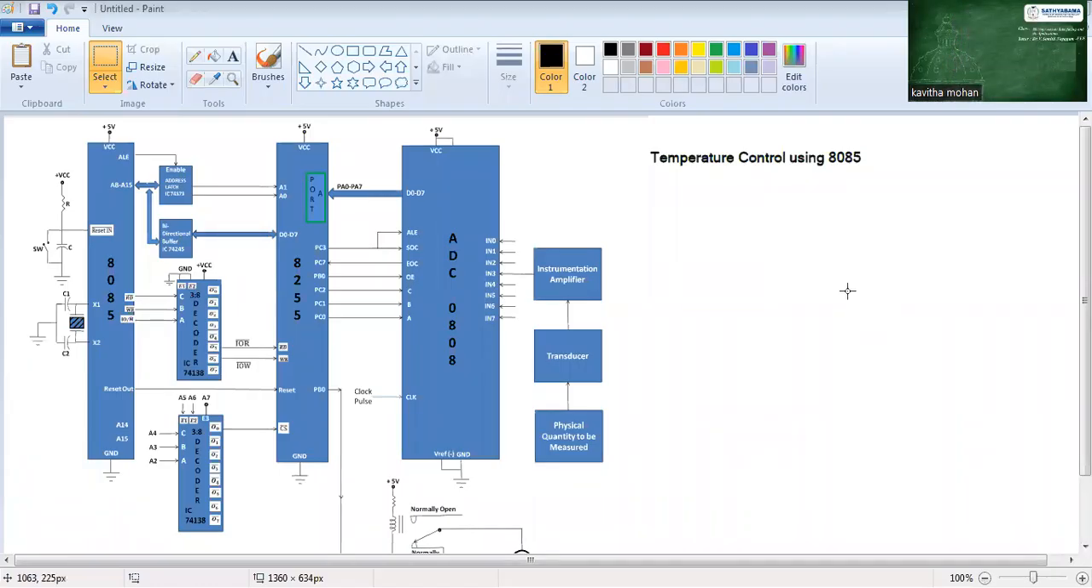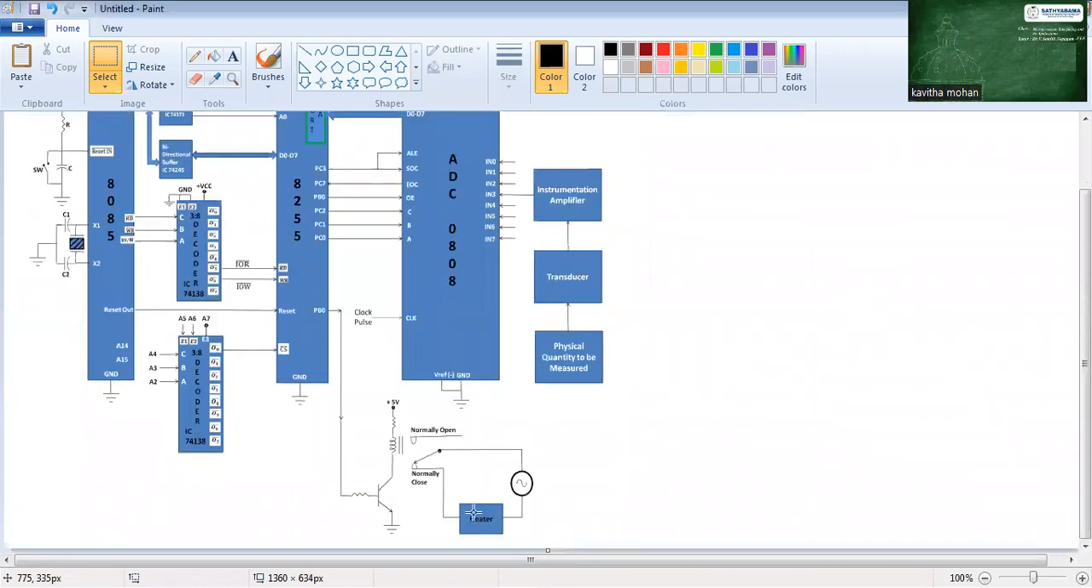Hello everyone. Today we're going to see temperature control using the 8085 microprocessor. Consider a heater is there. It has to maintain the temperature of the water at 40 degrees Celsius, just for the example. Okay. That 40 degrees Celsius is already programmed in the 8085.